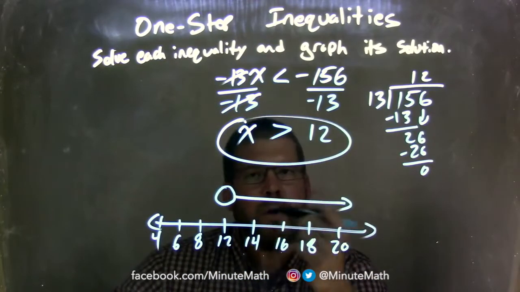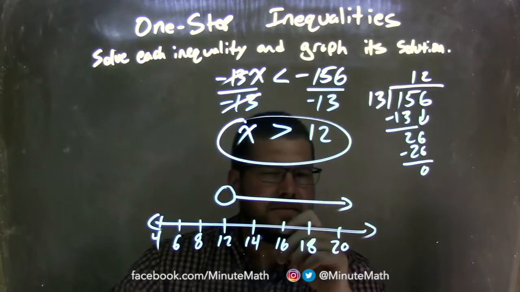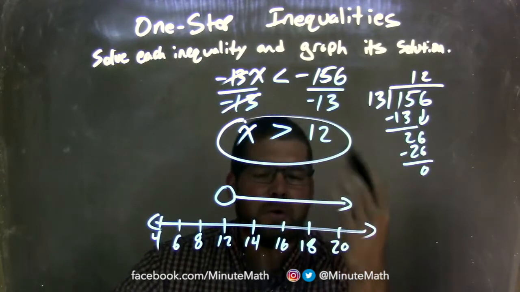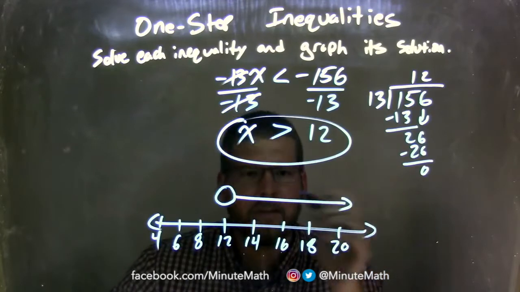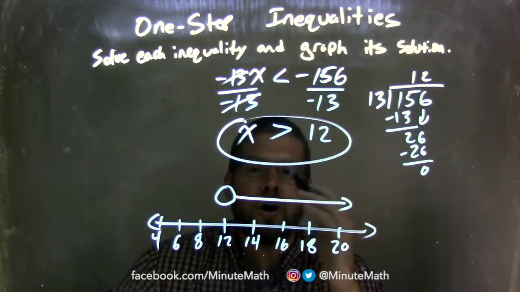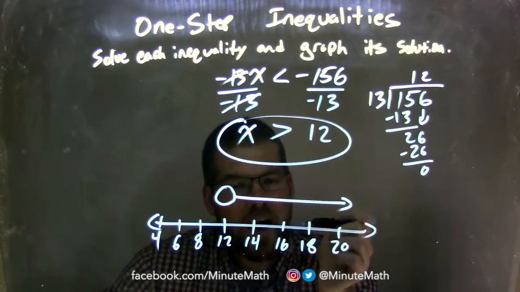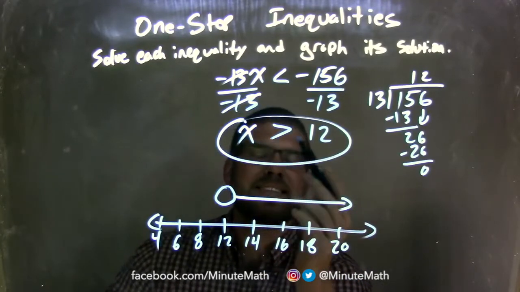Because those values to the right are what values x can be, right? 14, true statement, let's see, is 14 greater than 12? Yes, it is. 16? Yes, it is. All those values here are greater than 12, and so this graph here represents our inequality. x is greater than 12.